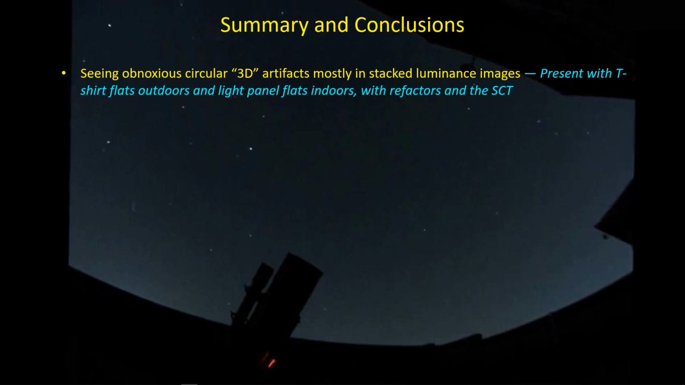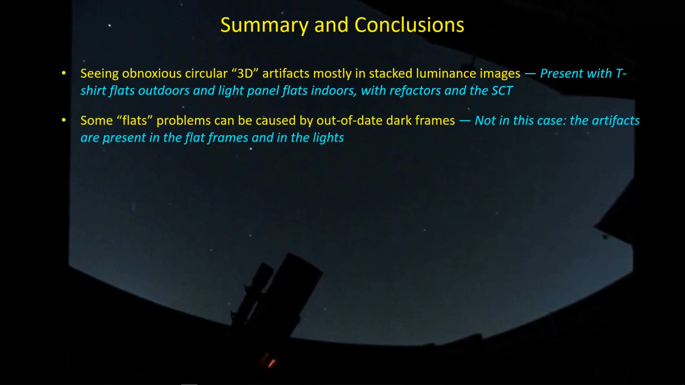If you're seeing these circular artifacts, I know some of you have commented on this before, but I see them whether I took t-shirt flats or I took the flats with the light panel indoors. In both cases, the camera and filter wheel were exposed to light that they would not be during a nighttime shoot. Some of the flats problems that you hear being talked about on the forums have been traced back to out-of-date dark frames. That's a very subtle effect, and nothing is subtle about the particular effect that I'm looking at, those 3D circular artifacts that I'm seeing in these images. So in this case, the out-of-date dark frames is not the culprit.